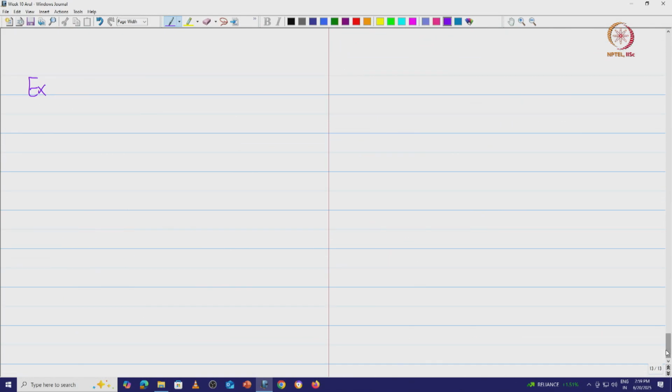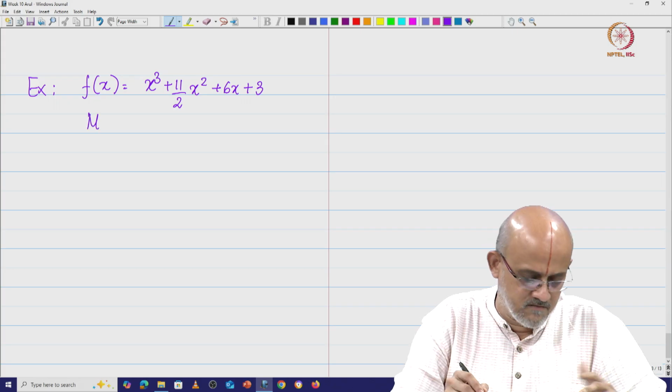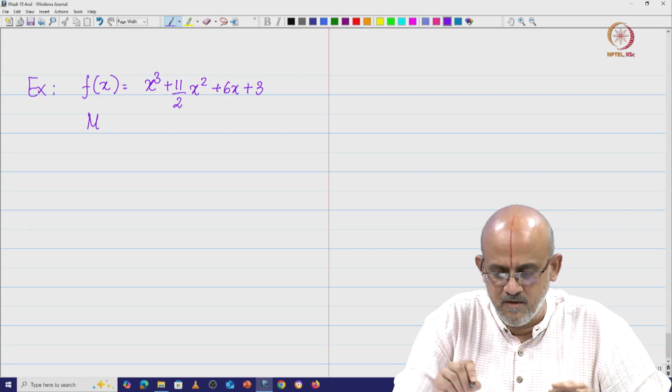Okay, another example. f(x) is equal to x cubed plus 11 by 2 x squared plus 6x, let us say plus 3. So, this is the objective function we have. I want to optimize this function. So, I am just going to try to optimize this function.